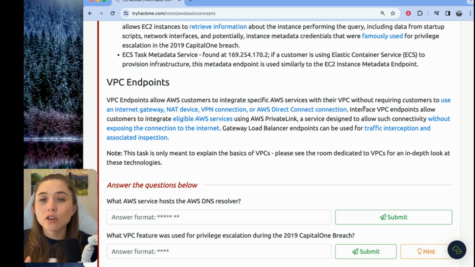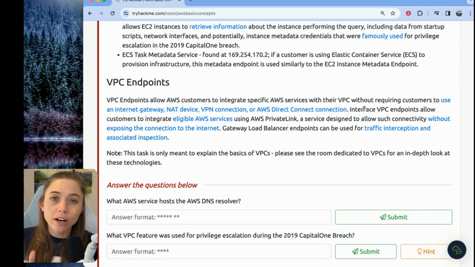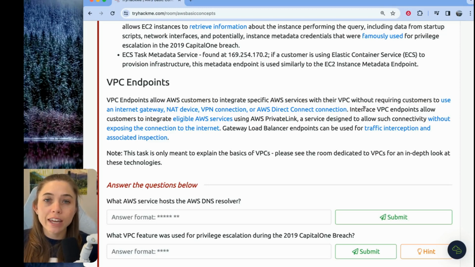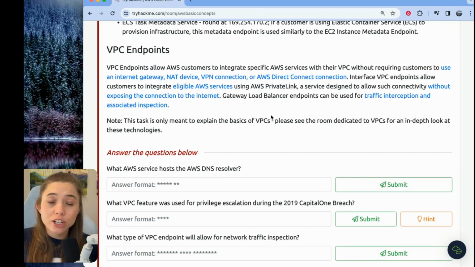VPC endpoints are very useful because in your VPC, you can have your resources, so your EC2 instance, for example, your virtual machine running, and you can use a VPC endpoint to talk to AWS services directly without having to navigate the public internet. So your VM in the private subnet, for example, does not have to have access to the public internet to be able to communicate with AWS services. I'm not sure I see this here, but there's interface VPC endpoints and gateway VPC endpoints. And it's a very interesting topic if you're at all interested in AWS networking.